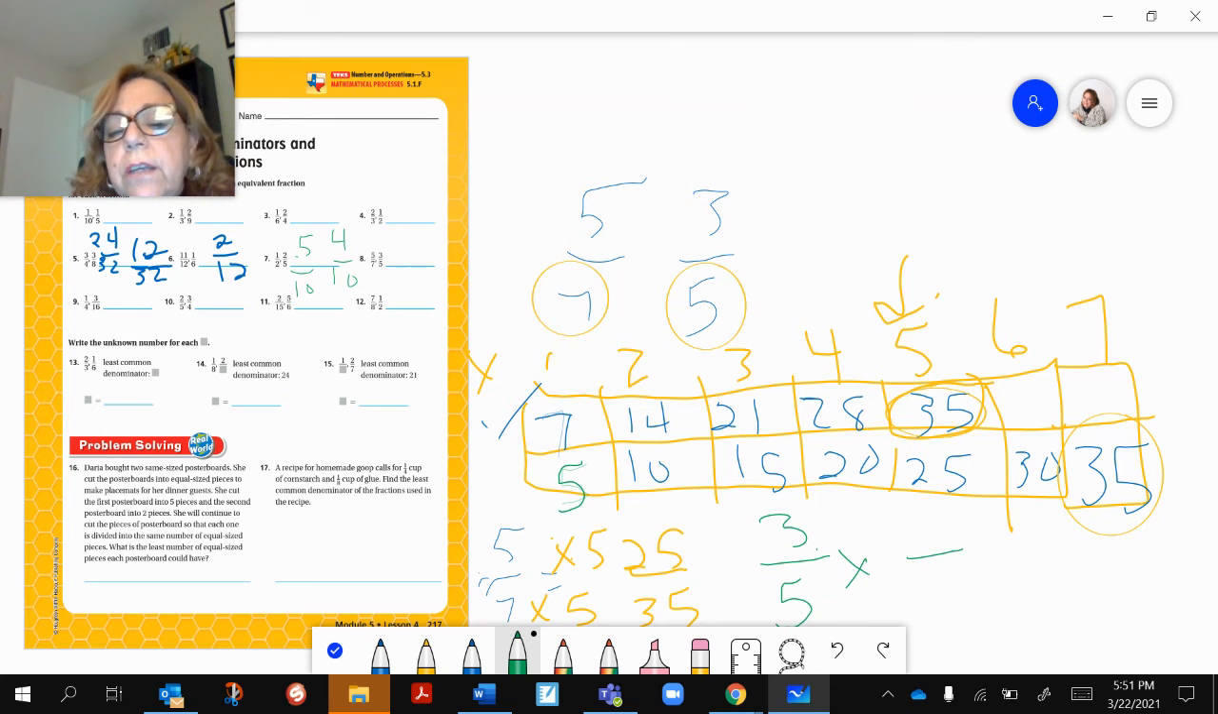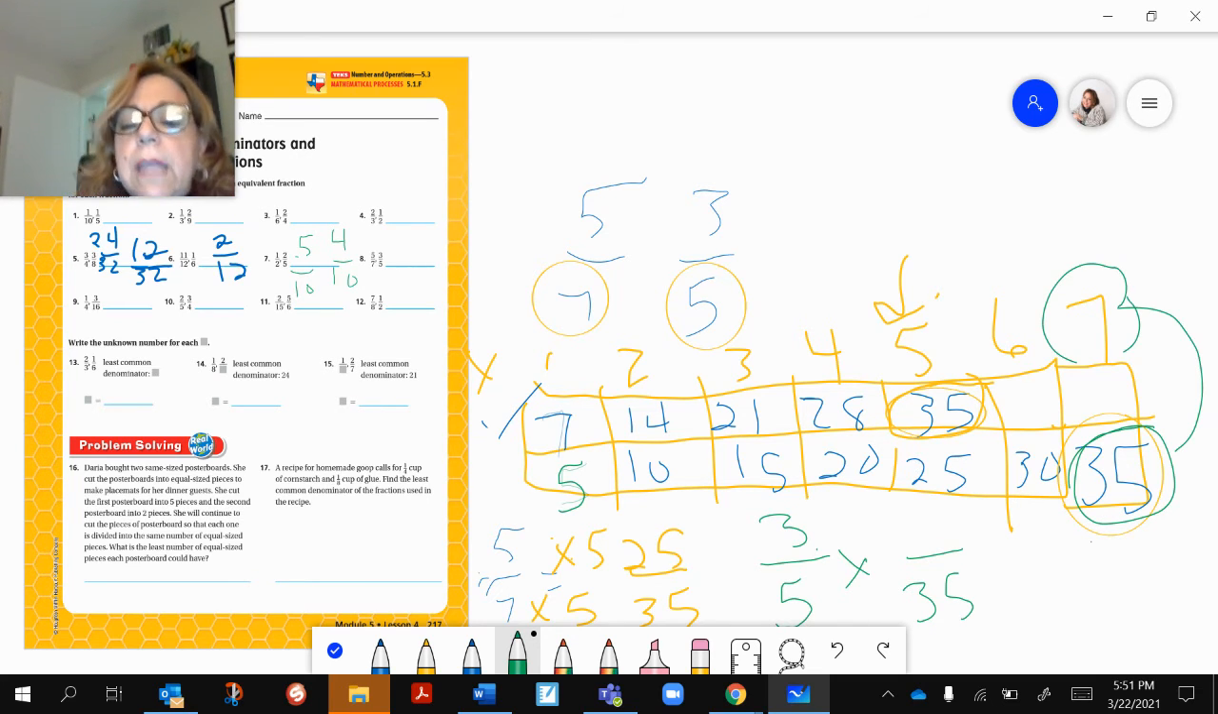Okay, so we said that 5, we get to 35. How did I get to 35? Right above, I multiplied it by 7. So 5 times 7 equals 35. 3 times 7 equals 21. And so the common denominator is 35. So the first one is 25 over 35, and the next one is 21 over 35.